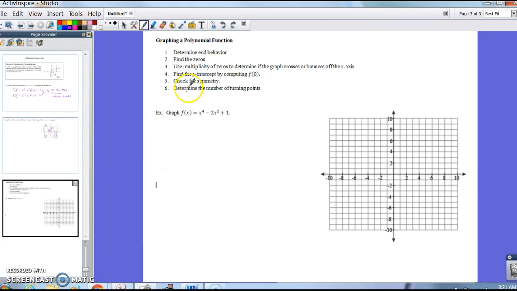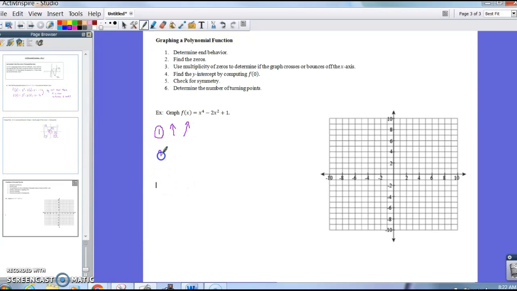I tried to write them as briefly as possible, but here's the idea. The first thing we want to do is determine the end behavior, and you can almost literally make a list of all the things that we're going to be doing. So let's determine the end behavior. Okay, the degree is even, which means either both ends are up or both ends are down. And because my leading coefficient is positive, that means both ends are up.